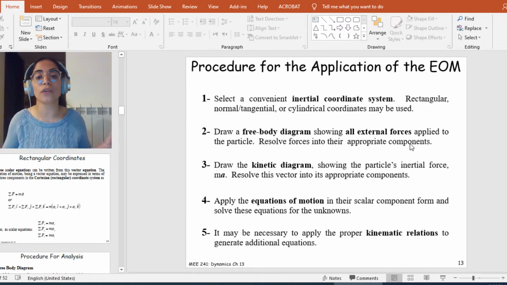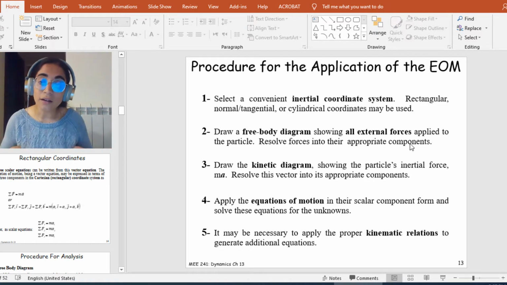Then, I should draw the free body diagram showing all external forces applied to this particle or to this body. And I should, of course, resolve forces into their appropriate components. For example, if I am using the rectangular components, I should resolve the forces in x, y, and z directions. Then, I should draw the kinetic diagram showing the particle's inertial force ma. So after finding the resultant force, ma will be equal to this resultant force, so that I can find out the direction, the magnitude and the sense of the acceleration a.